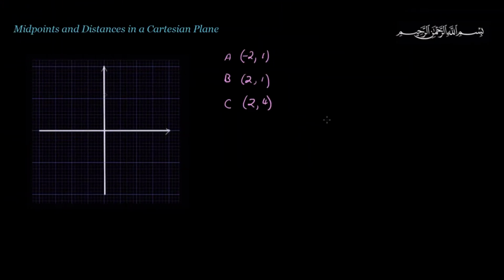Bismillahirrahmanirrahim. Today I'd like to talk about how we find midpoints and distances in a Cartesian plane, or a coordinate plane if you like. So we're given here 3 points, point A, point B, and point C, and we're given the ordered pair that belongs to each. So the first job here is for us to, let's say, graph it. So we're going to graph these 3 points in this Cartesian plane.